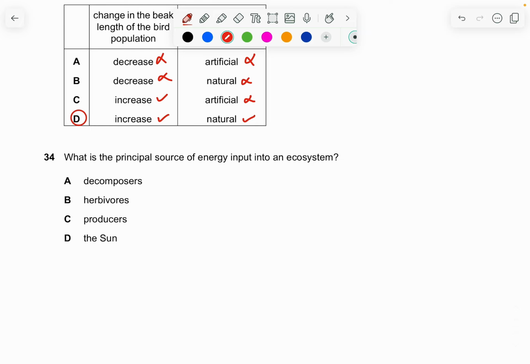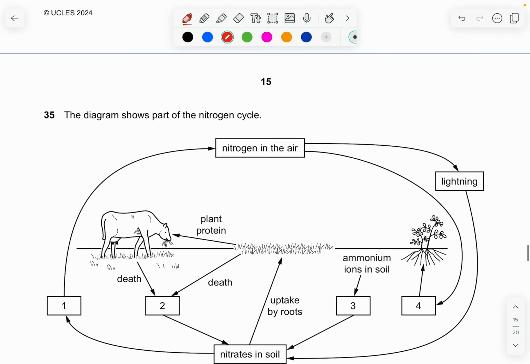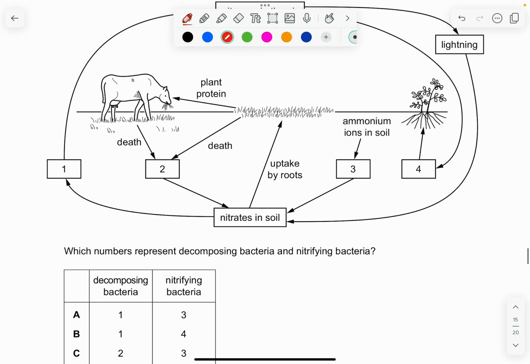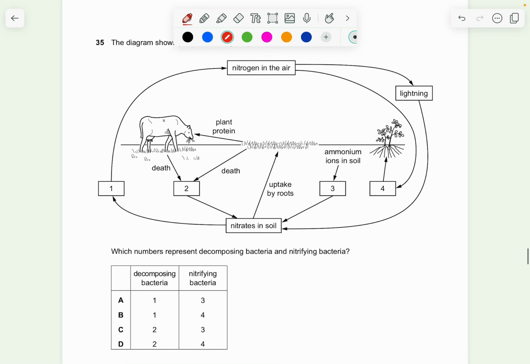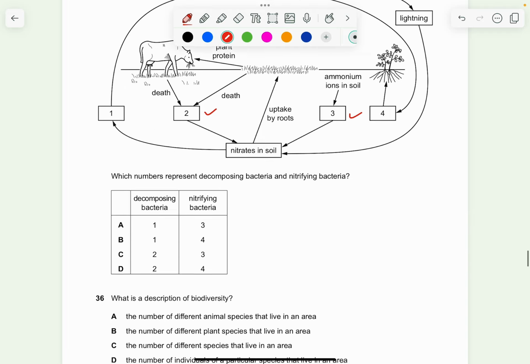Question 34. What is the principal source of energy input into an ecosystem? The sun. Question 35. The diagram shows part of the nitrogen cycle. Which numbers represent the decomposing bacteria and nitrifying bacteria? Decomposing bacteria will help to convert it to nitrates, so this is found in 2. Nitrifying bacteria is where the ammonium is converted into nitrates later on, by the nitrifying bacteria undergoing nitrification. So it's at 3. So the answer is 2 and 3.